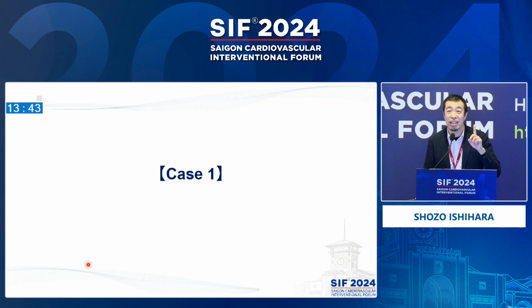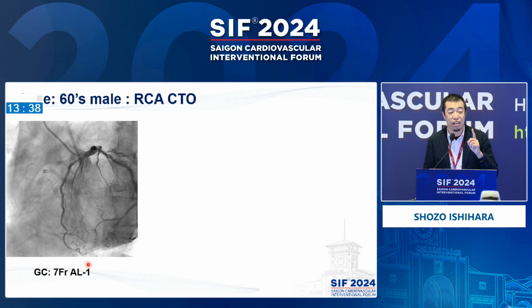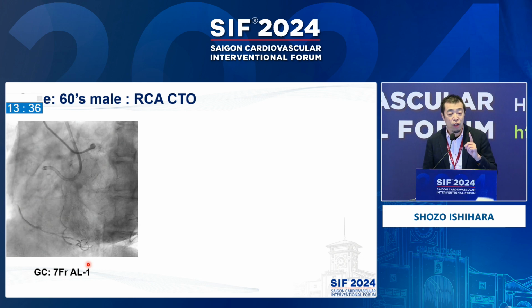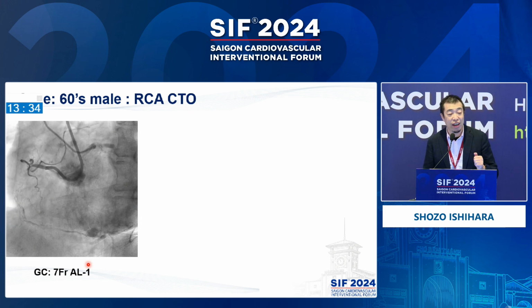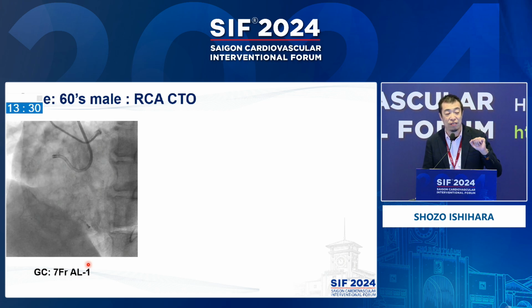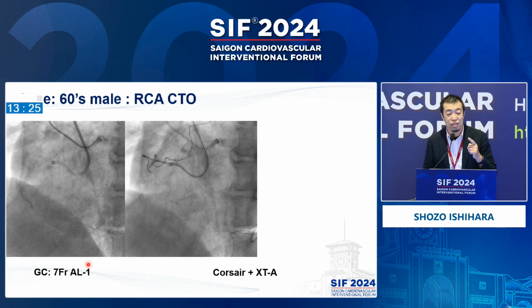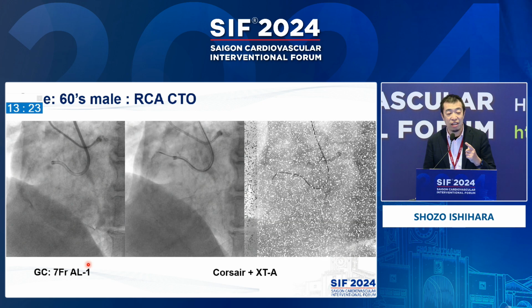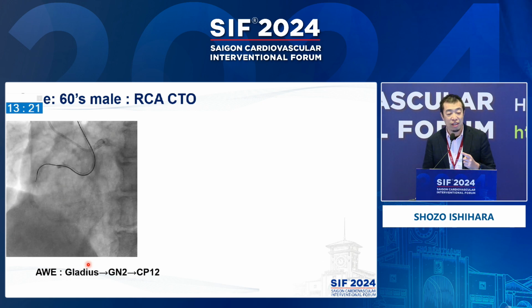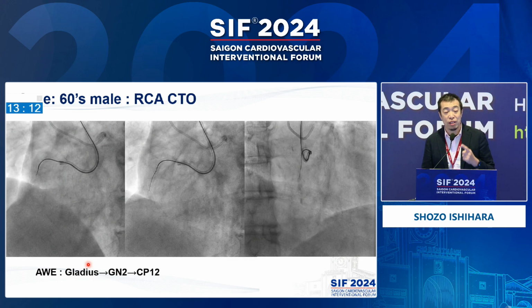I will show one case of a very severe calcified CTO lesion. This is an RCA CTO lesion, and we can see good collateral from the left coronary. In the mid part of the CTO, we see very severe calcification. I used the Corsair and XTA, and a little bit advanced, antegrade wire escalation: Gladius, Gaia X2, and even Conquest Pro 12, but it could not cross.